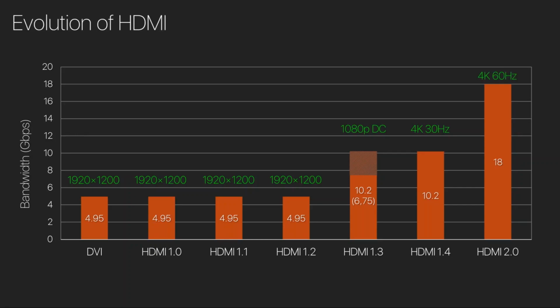And then now with HDMI 2.0, we finally got the true 4K 60 4:4:4 support, because the bandwidth required for that was up to 18 gigabits.